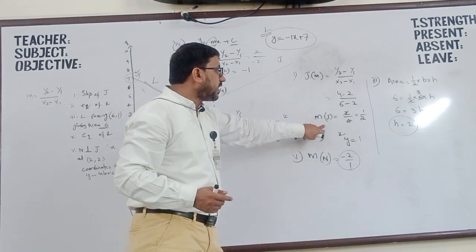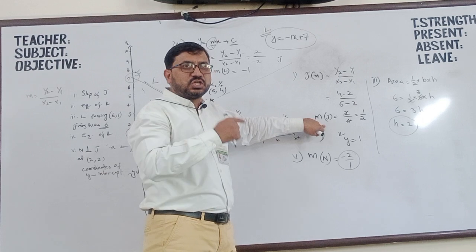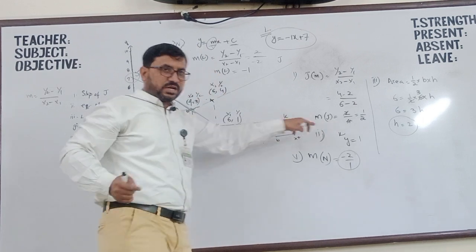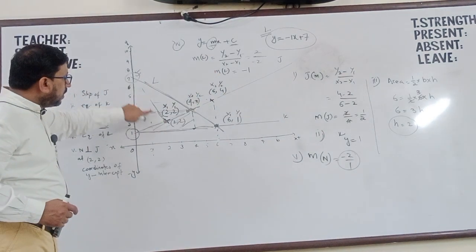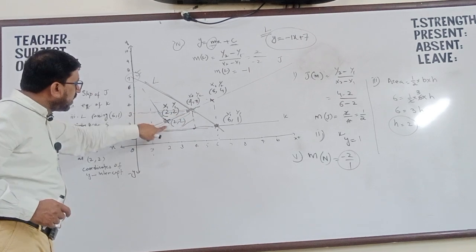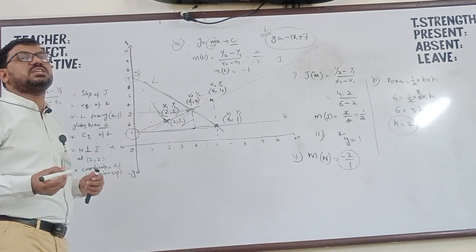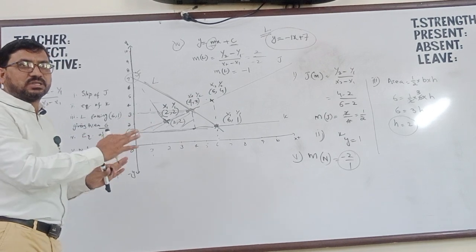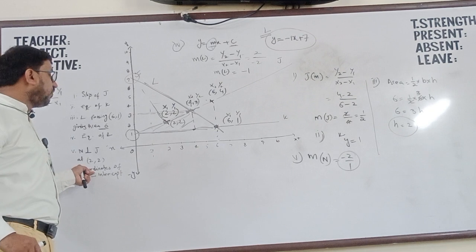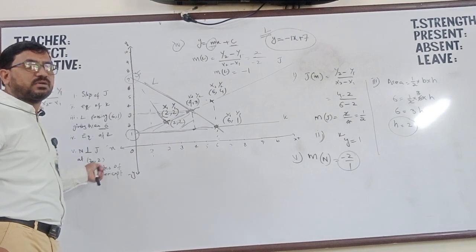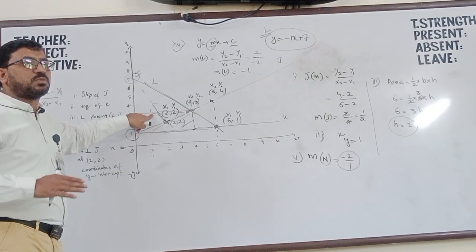Right now, J was a line. On J we need to draw another line, perpendicular to J, and the name for that line was N. We are not going to draw the line, we just need to find the coordinate of the y-intercept for that perpendicular line which is perpendicular to J.